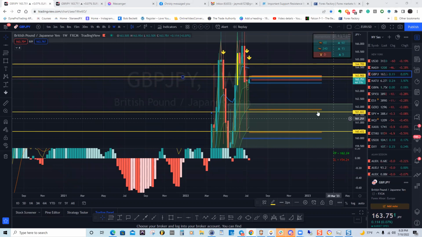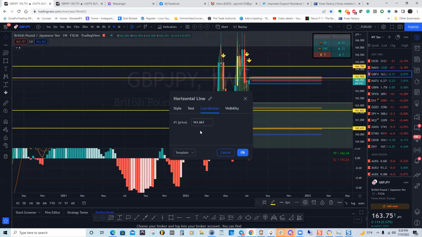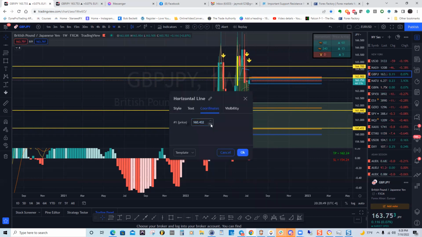So these are weekly levels. Let me go back over here and change these to even numbers. 163. You can call it 660, I guess. Call this 430, maybe. What's this number here? This is 430 right here. Call it an even 430.